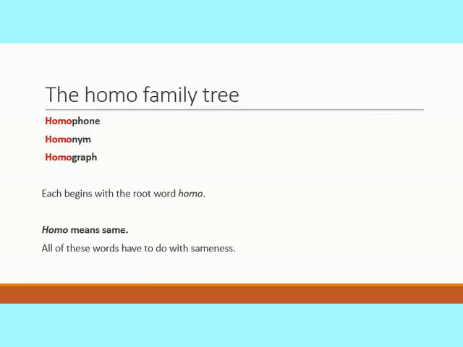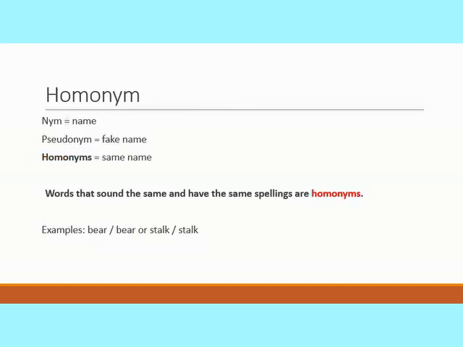The homo family tree. Homophone, homonym, and homograph. Each begins with the root word homo. Homo means same. All of these words have to do with the sameness. Homonym. A pseudonym means a fake name, so a homonym is the same name. Words that sound the same and have the same spellings are homonyms. Examples: bear, bear, or stalk.